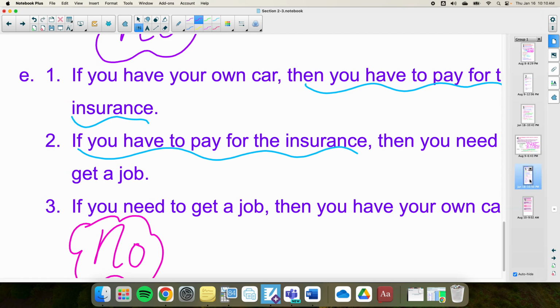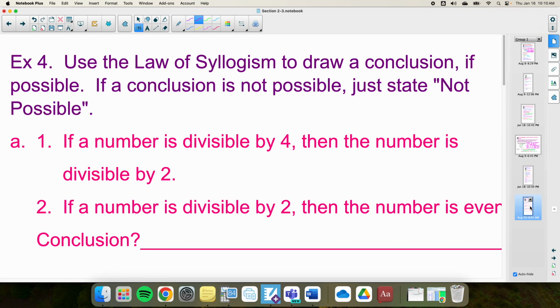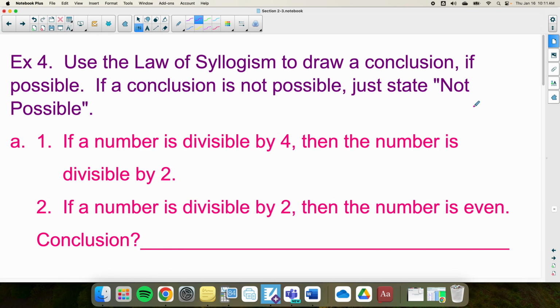Okay. Now if we go, are we on the last page now? Is that right? So now if we go to this one, it says use the law of syllogism to draw a conclusion if possible. If a conclusion is not possible, just state not possible. So they're only gonna give us two. We have to write the third if we can. And those two should be in if-then form.